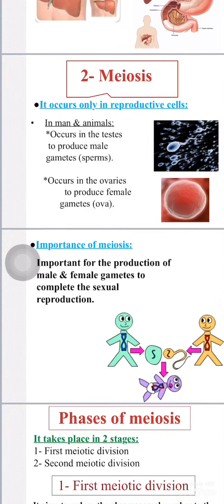What's the importance of meiosis? It's important for the production of male and female gametes to complete the sexual reproduction. Okay?